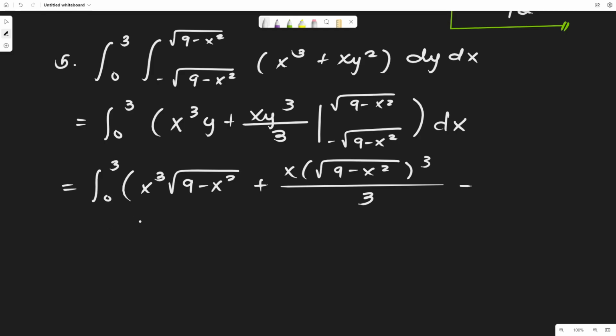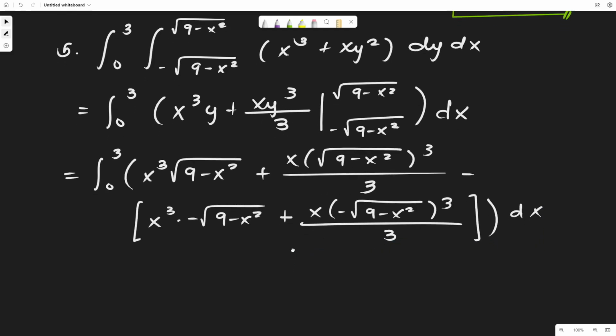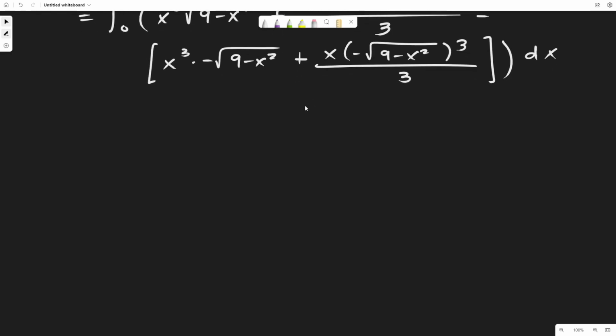And we're not done yet. Then x cubed times negative square root of 9 minus x squared plus x times negative square root of 9 minus x squared quantity cubed all over 3, dx. Which is daunting, right? When we evaluate it, how would you integrate that? It's quite long and needs many integration techniques. So, instead of using this method, we can change the order of integration.